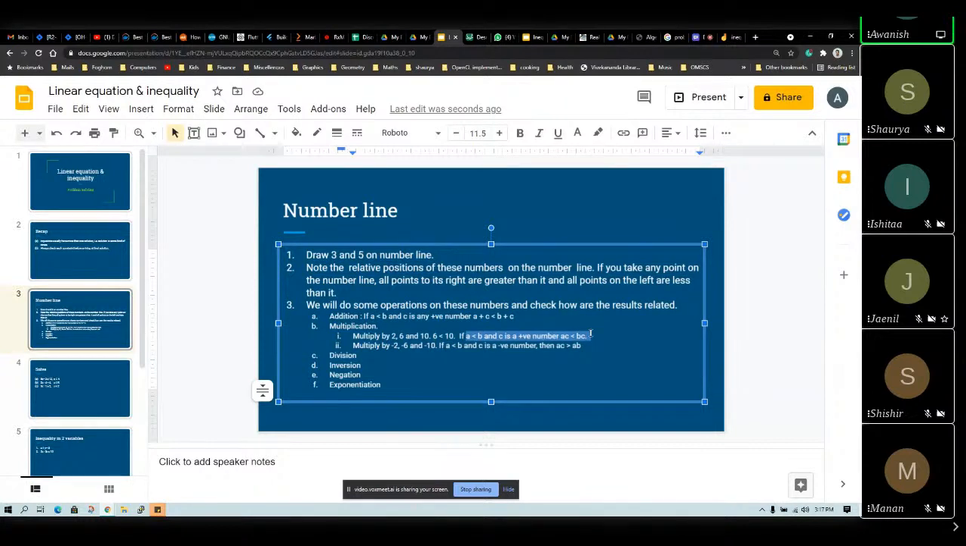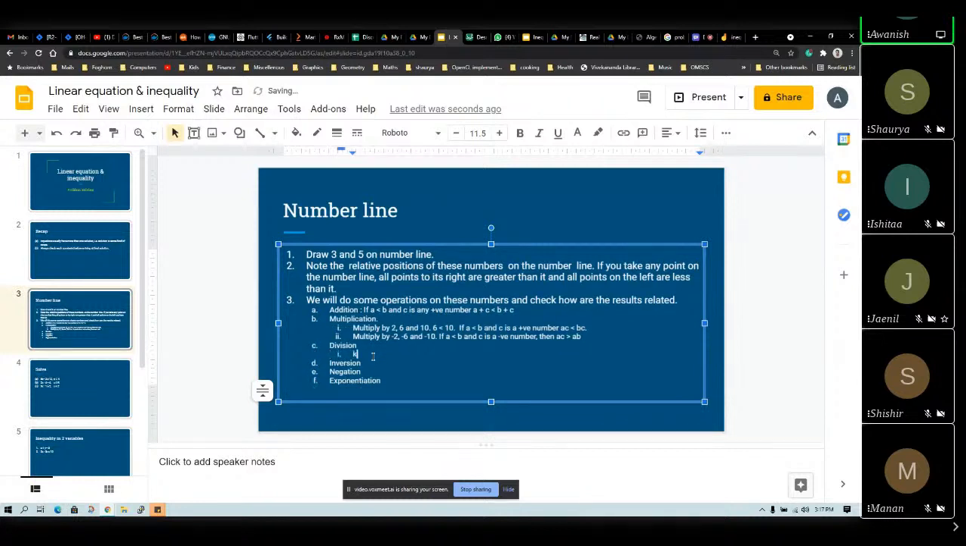Let's give it a try. What should we try? Let's divide by 2, right? Yes, sir. So it will be 1.5 and 2.5. So 3 by 2 and 5 by 2. So we know 3 by 2 is less than 5 by 2. So if A is less than B and C is a positive number, then A by C is less than B by C. What about negative number?